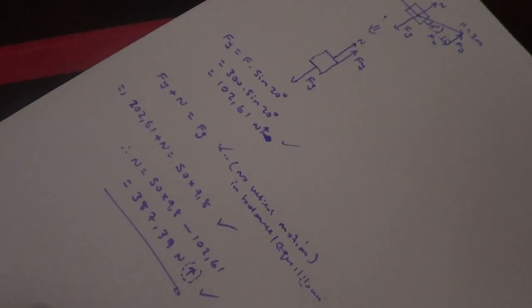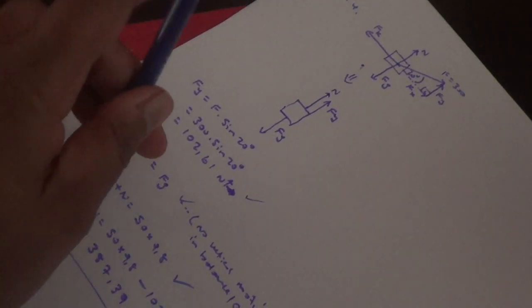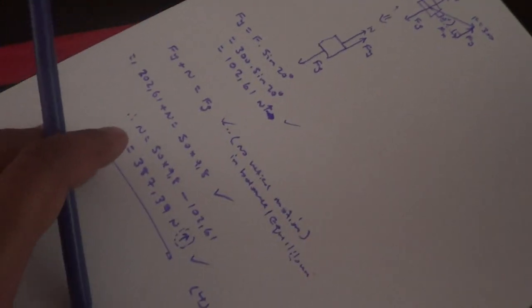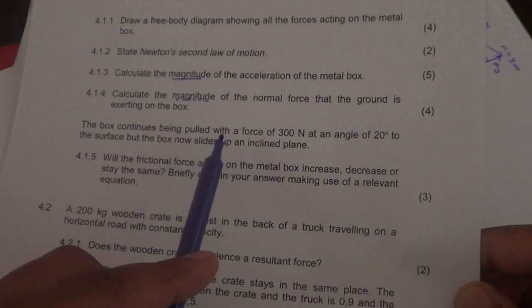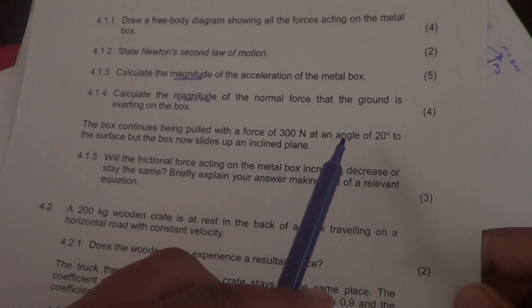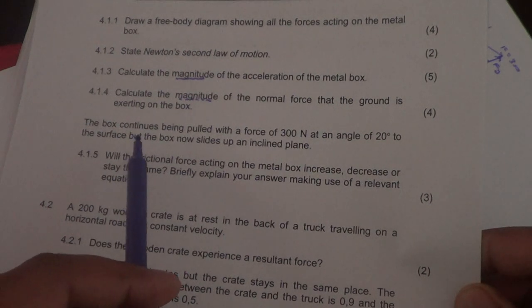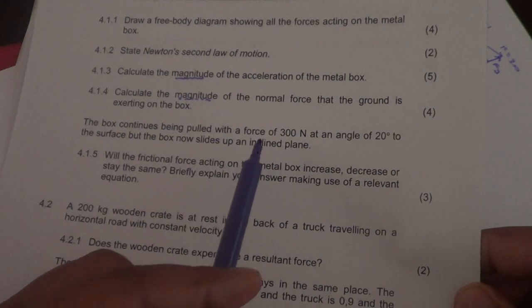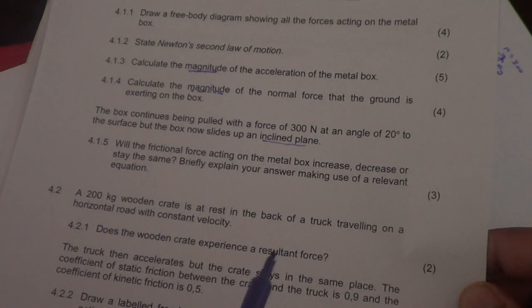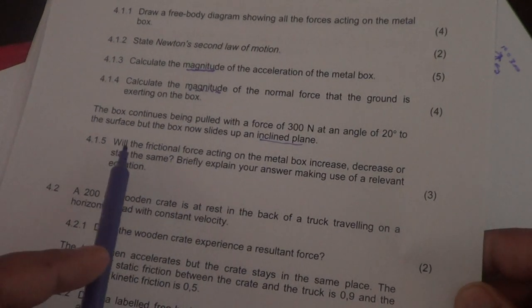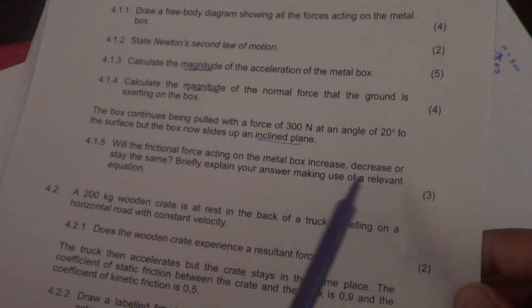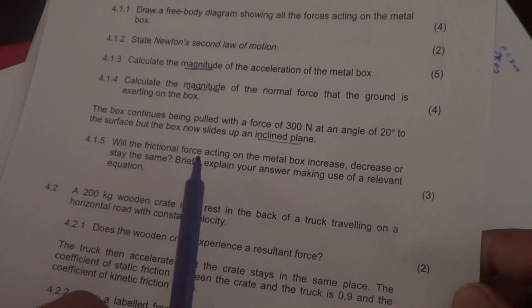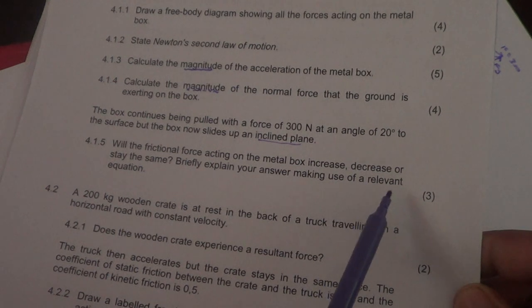I like the dynamicity of this diagram because you can see you have to really adapt your diagram nicely to simplify it so that you can work with it much more effectively. Now the next question says, okay, the box continues being pulled with a force of 300 newtons at an angle of 20 degrees to the surface, okay? But the box now slides up an inclined plane. All right. Not a problem. So the question says, will the frictional force acting on the metal box increase, decrease, or stay the same? Sorry. It says, now briefly explain your answer making use of a relevant equation.